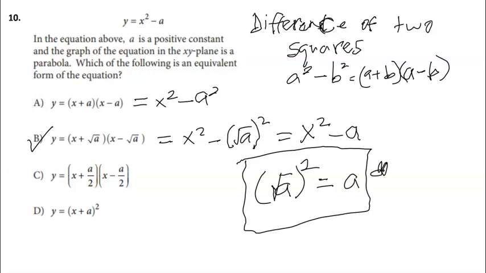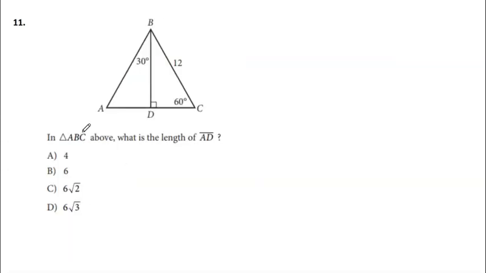Okay, let's go to 11. Okay, 11, we have this triangle, and they want us to find the length of AD, right? Here, we have to establish a few points. We have 60 degrees here. We have this symbol here, which is a symbol of right angle. So it's 90 degrees here, right? So this is 90 degrees, right? So what's the angle here, right?